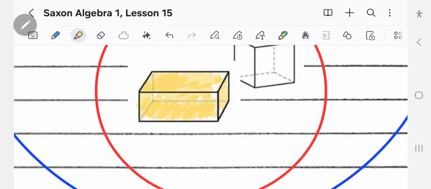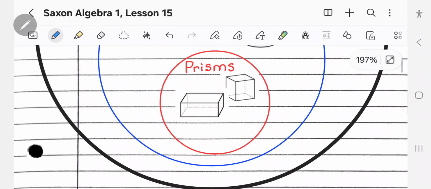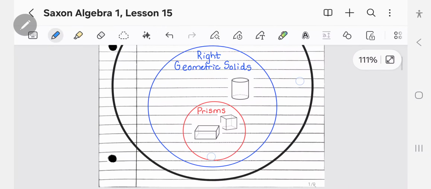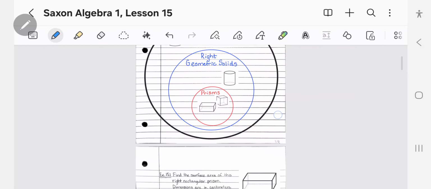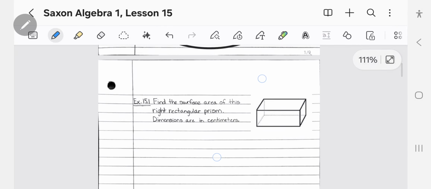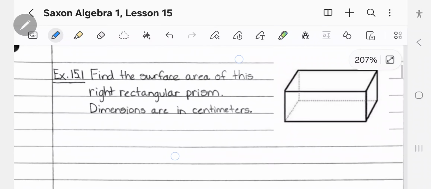So we're not talking about filling the box with anything. We're talking about covering the box with something. And you know, for us, it might be wrapping paper. But if you're a manufacturer and you're building that box, you need to know how much cardboard you need for that box, plus some overlapping area, right? So let's do an example.